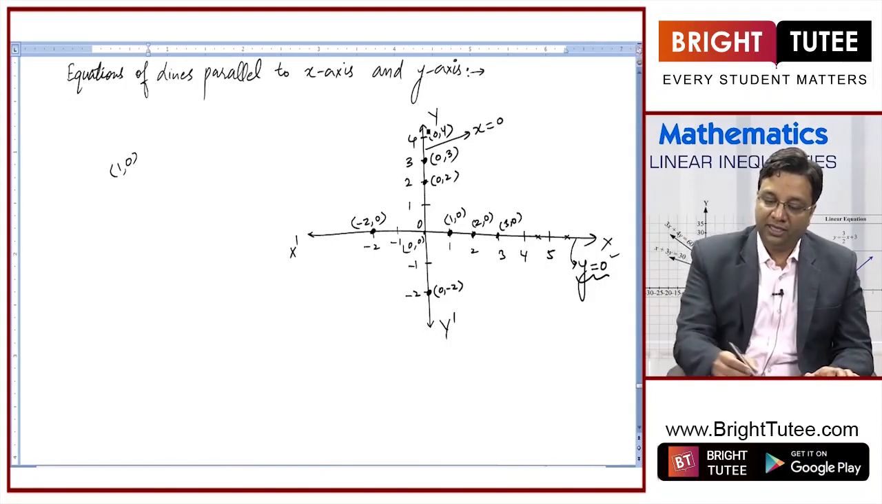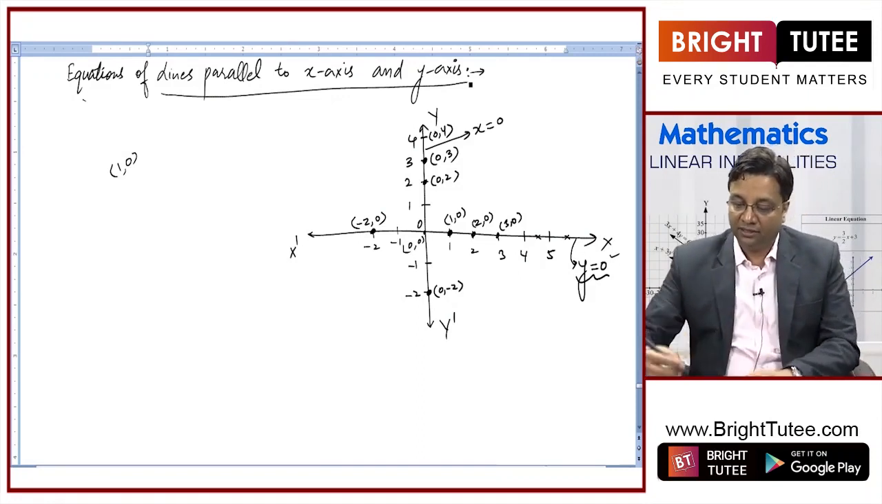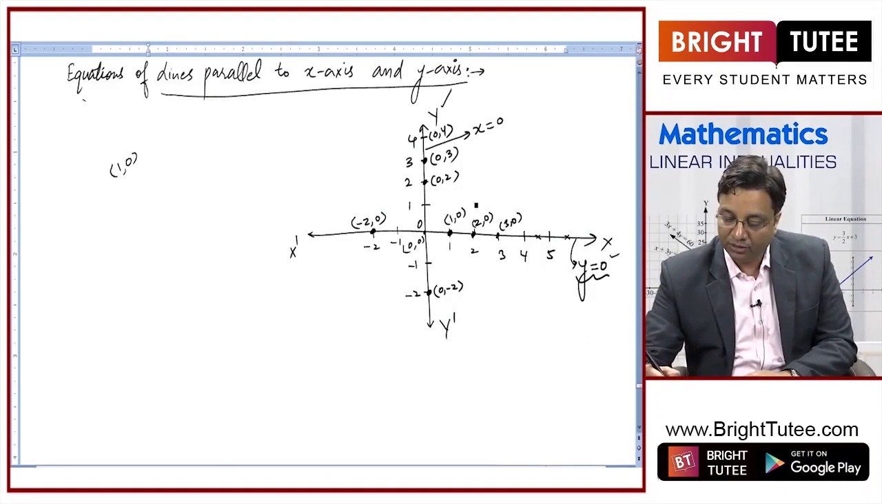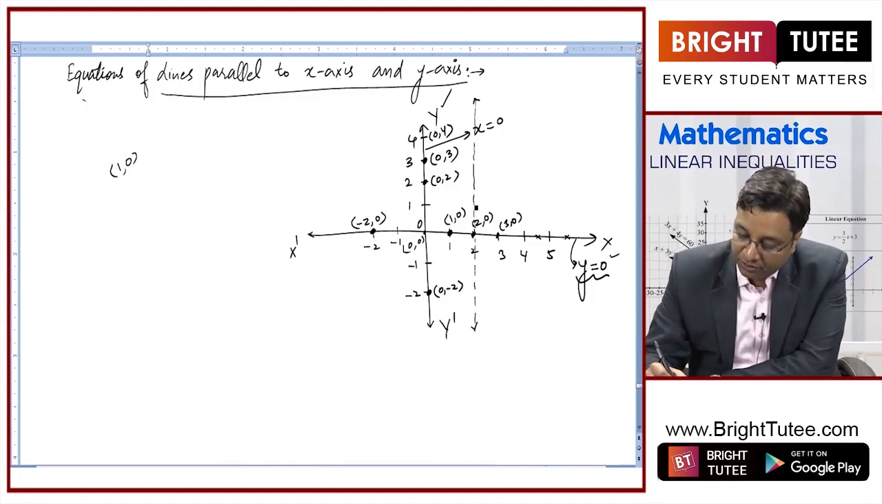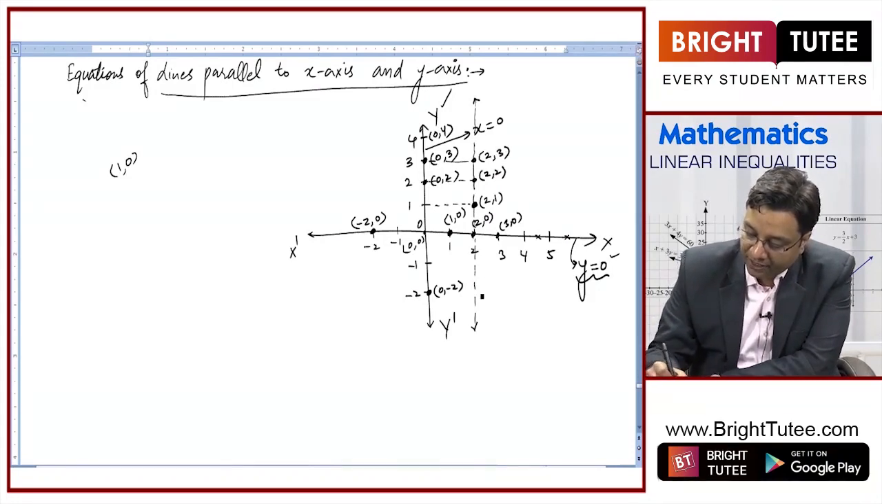Now, what will be equations of lines parallel to x-axis and y-axis? How do these lines look? Let us say I draw a line parallel to y-axis passing through this point 2, 0. This is the line that I have drawn. Now, if I ask you what will be the coordinates of this point here, you will say 2, 1. What will be the coordinates of this point here? 2, 2. Similarly, this point will have coordinates 2, 3. On the negative side, this point will have coordinates 2, negative 2.